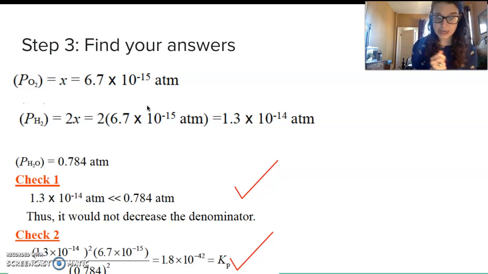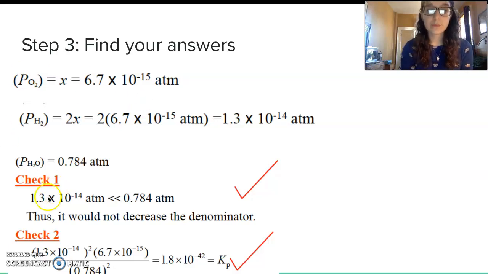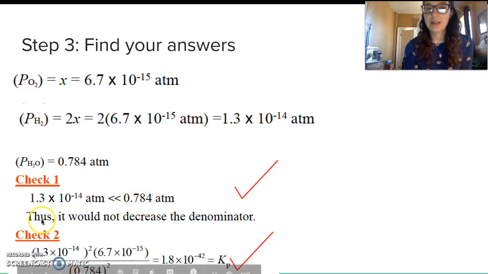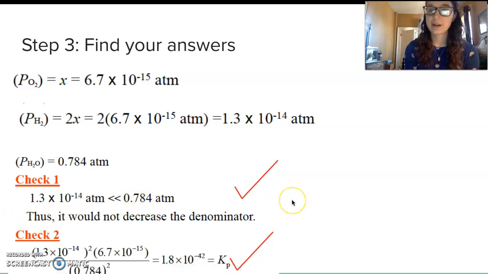The first check is making sure that x would have no effect on the pressure of H2O at equilibrium when sig figs are taken into consideration. Since 1.3 times 10 to the negative 14 atmospheres is much less than 0.784 atmospheres, we're okay. It would not decrease the denominator in a considerable way.